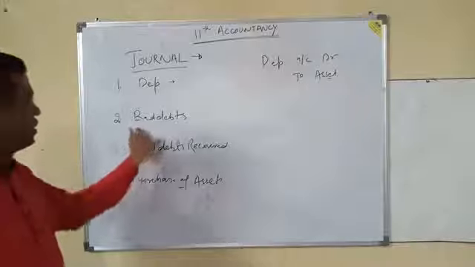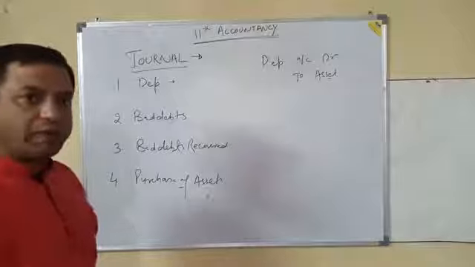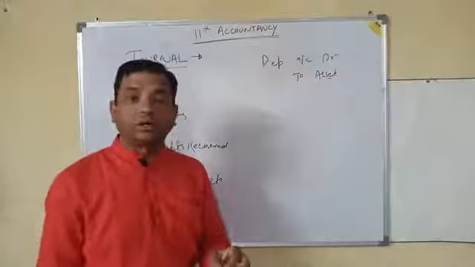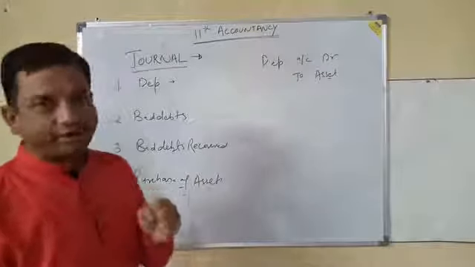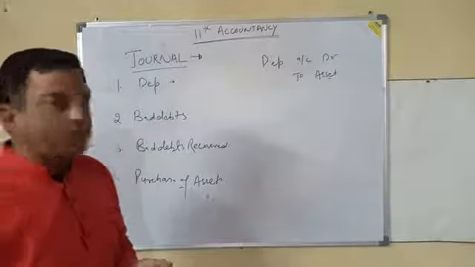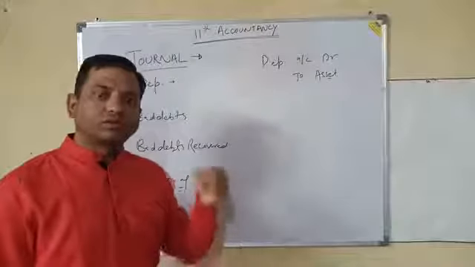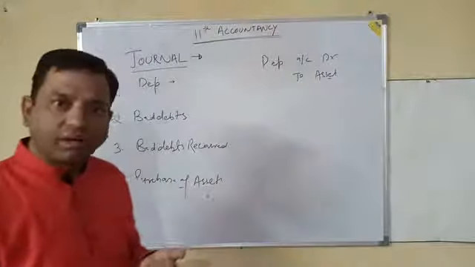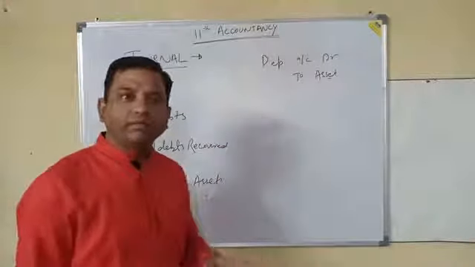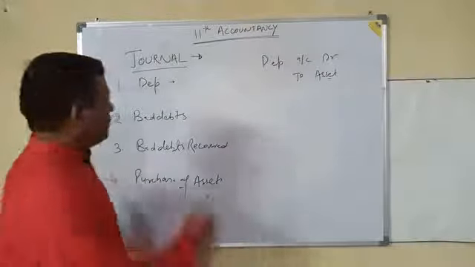Come to something different, bad debts. What is bad debt? Suppose you have sold goods to someone on credit, that person is called your debtor. It means you have to get the amount from that person for the sale you have made. Suppose that person is unable to pay that amount because of his death, or he becomes insolvent, or he permanently left the country, meaning that amount becomes irrecoverable from that person. It is called bad debt, and bad debt is also a loss.